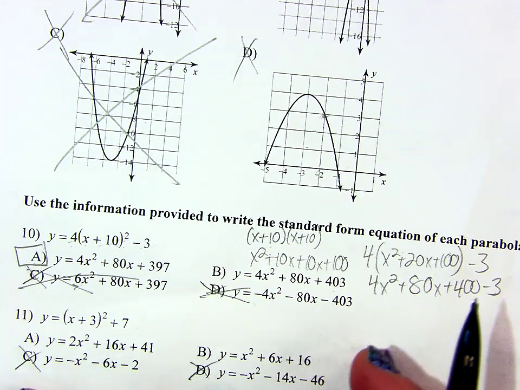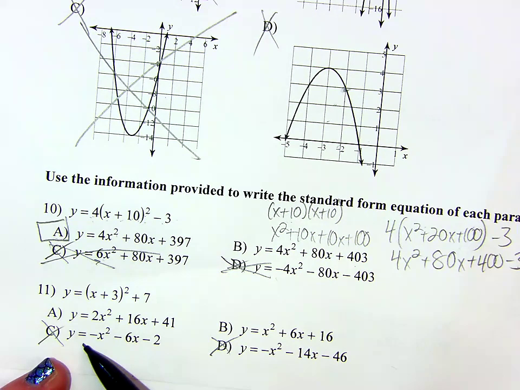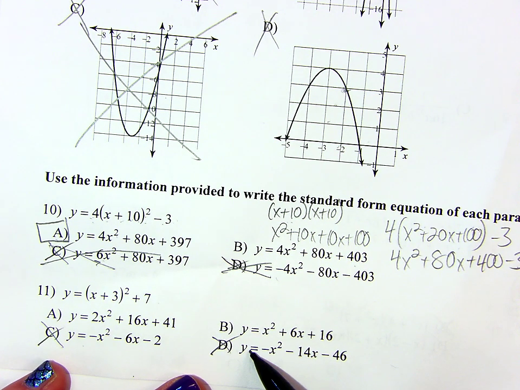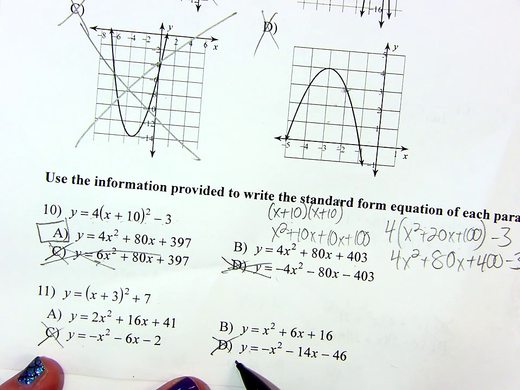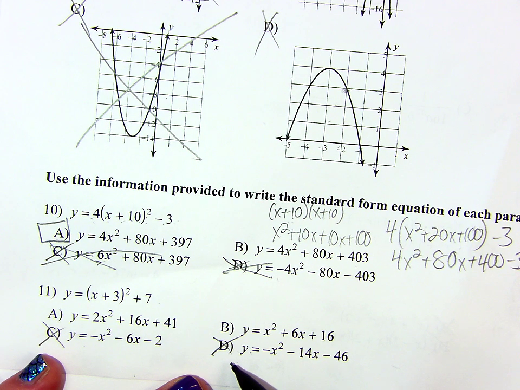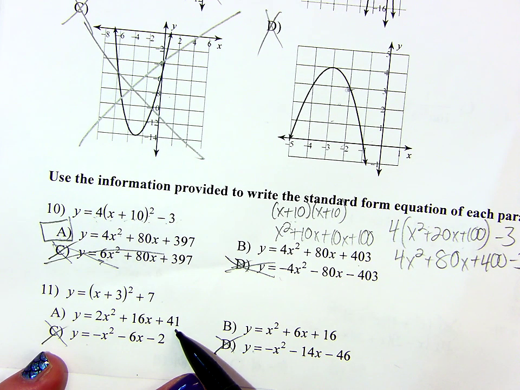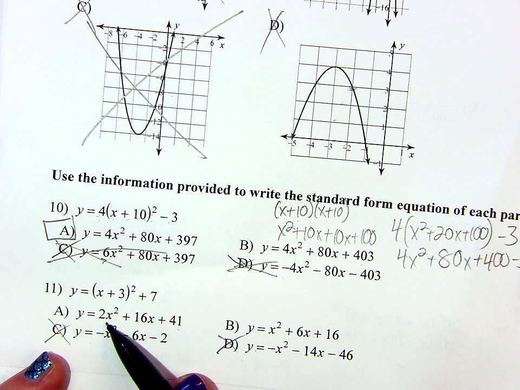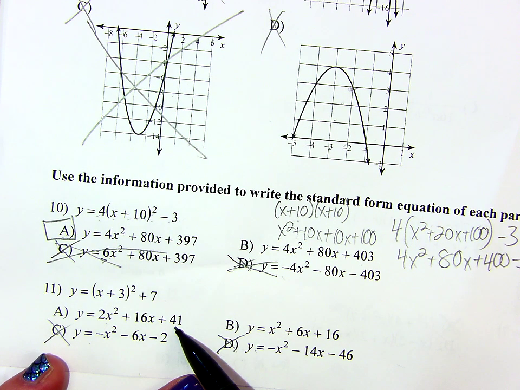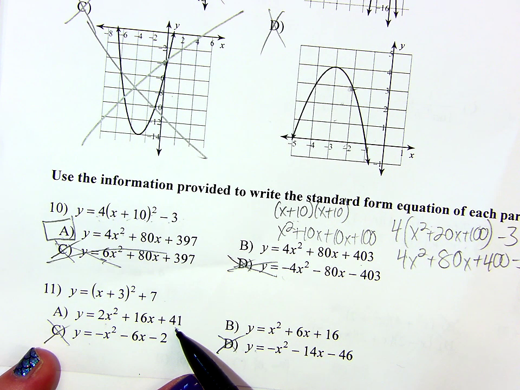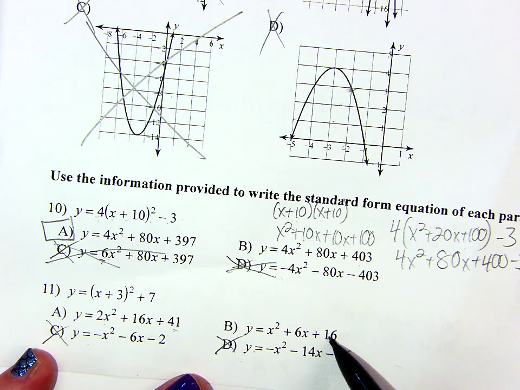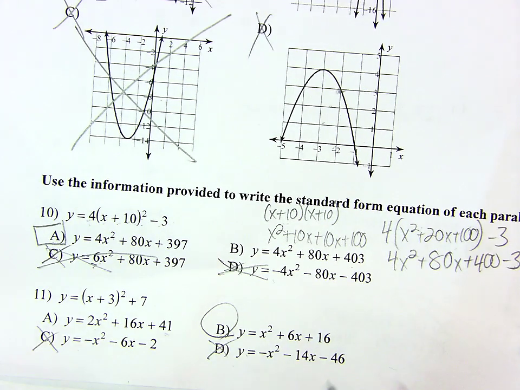So if I'm looking at 11, right away, C makes no sense and D makes no sense. Where are they getting the negative in the front? And then A makes no sense either. Where's a 2x squared going to come from? And where's a 41 going to come from? But a 16 and an x squared, it's got to be B.